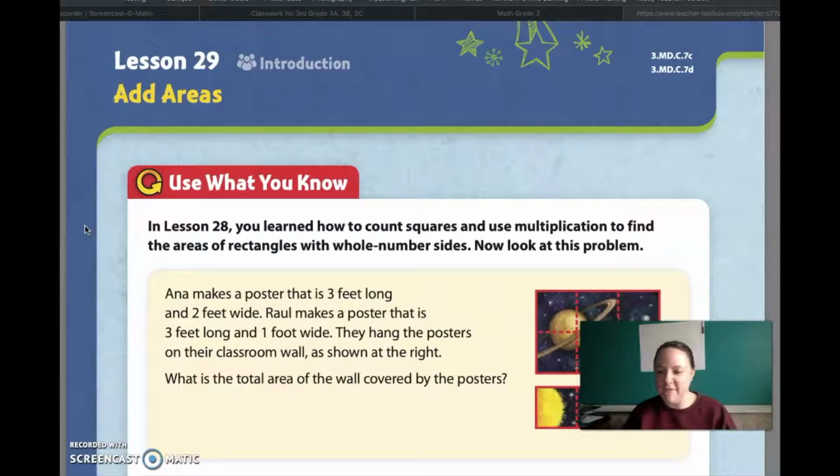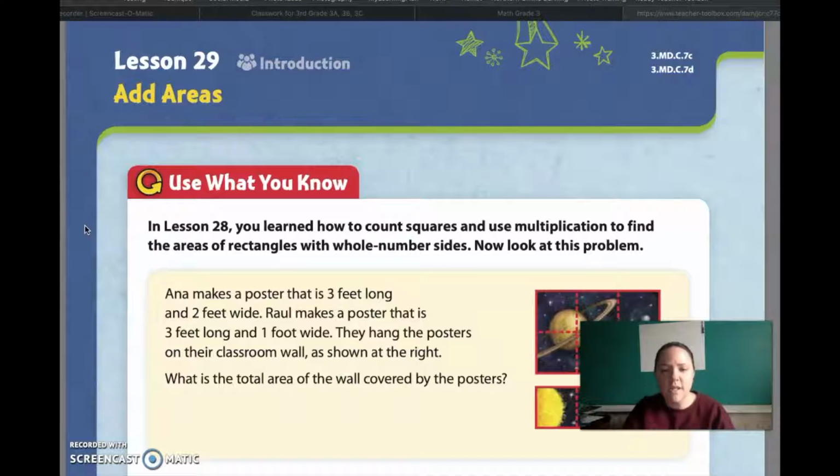We might as well just dive right into math today. On Friday, we were talking about lesson 28. We learned how to count the squares and use multiplication to find the area of our rectangles. And we had a whole problem up on my back wall, and it was finding area of the rugs. And today it looks like we are going to be finding out the areas and then adding areas together.